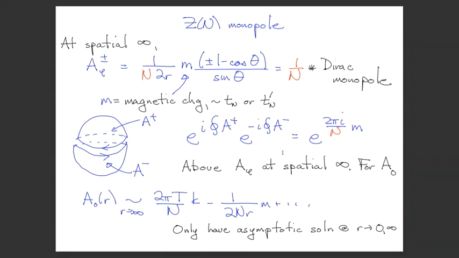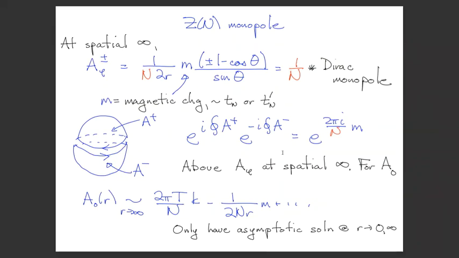So you have one thing on top in the upper hemisphere of space, another thing on the bottom, and they agree by a gauge transformation at the equator. That gauge transformation tells you it's a different element of Zn, and this tells you it's a Zn magnetic monopole.